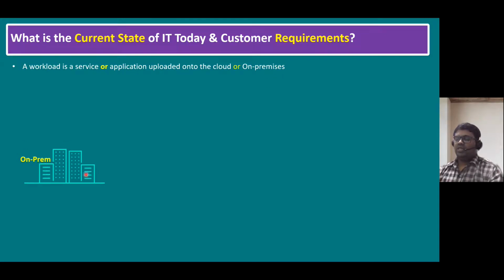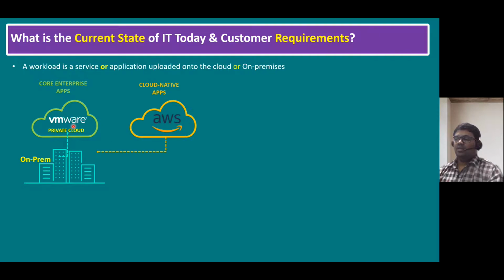Normally all our traditional applications run in an on-premises environment, and some customers may move their enterprise applications to the private cloud. One example of a private cloud is VMware VCF, and we can use the latest version, VMware Cloud Foundation 4.5, for the private cloud and also a hybrid cloud. All our core enterprise applications can run on the private cloud. Some customers may recommend moving their cloud native apps to AWS, which is one of the popular public clouds.